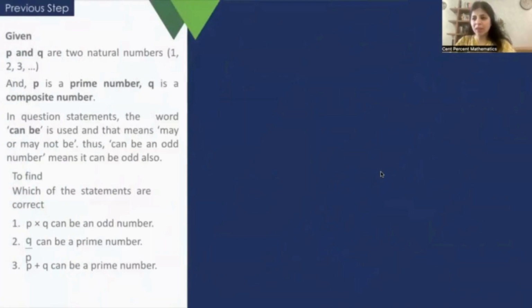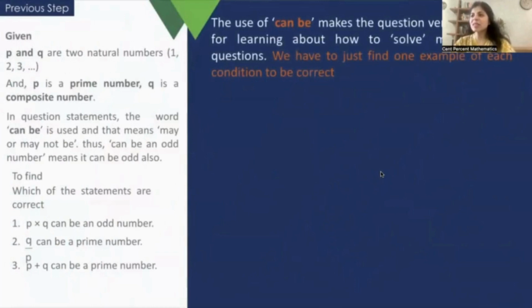Okay, let's get back to that question now. Again, this use of "can be" makes it very interesting to solve the question. So we just have to find one example of each condition to be correct.